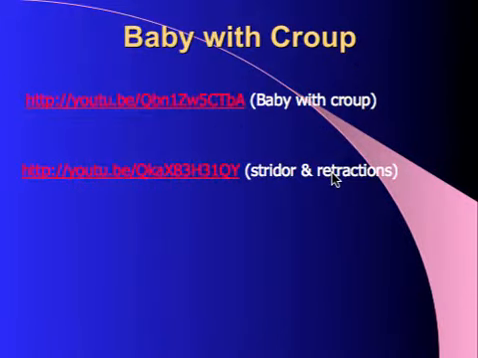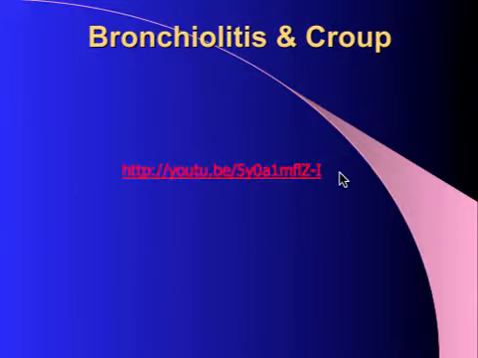There are 2 YouTube clips here that you should view. They are also placed in the document where all of these screencasts are, so you can either pause this and view them, or you can view them separately after you have seen this little screencast. The first one is a baby with croup, and the second one is stridor and retractions. There is a third video clip, and this video clip shows you the difference between bronchiolitis, which affects the lower airway, and croup, which affects the upper airway. So please view this one also.